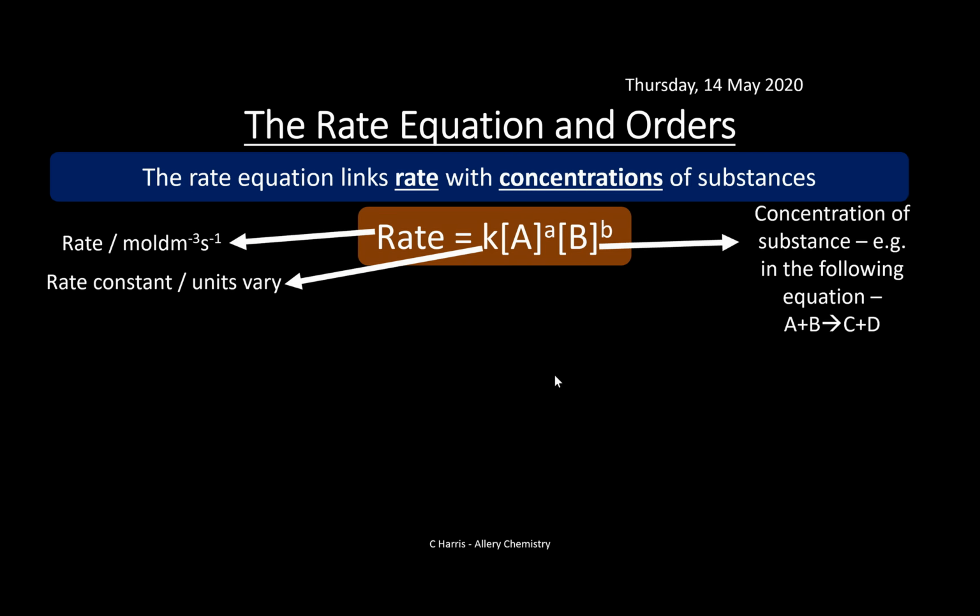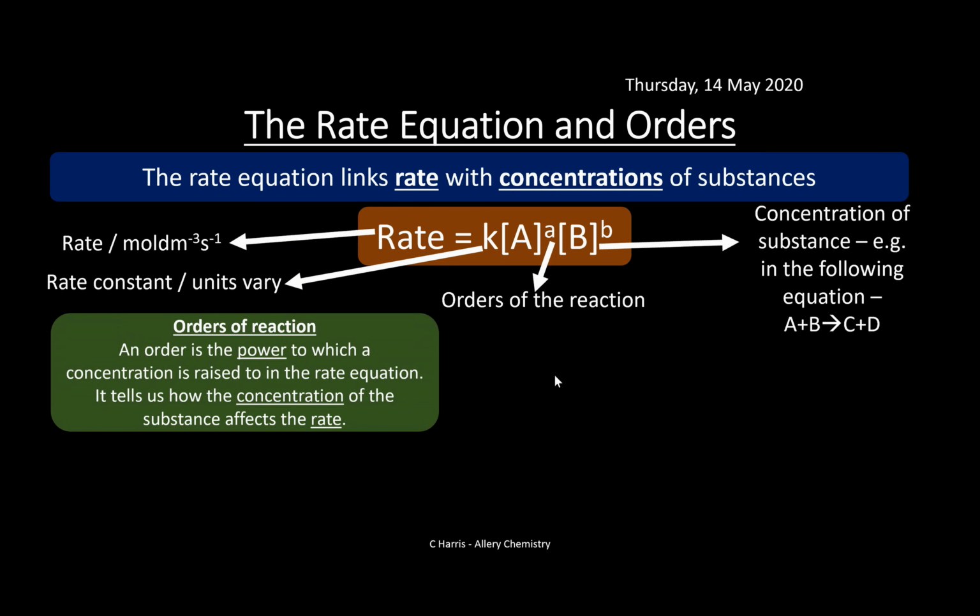So for example, in the following equation, A plus B gives C plus D, A and B are just the reagents that we're using, or it could be a catalyst as well. You can have catalysts in there. And the little indices at the top are what we call orders of reaction, so we'll look at them as well. Orders of reaction is the power to which the concentration is raised in the rate equation, and it basically tells us how the concentration of the substance affects the rate.